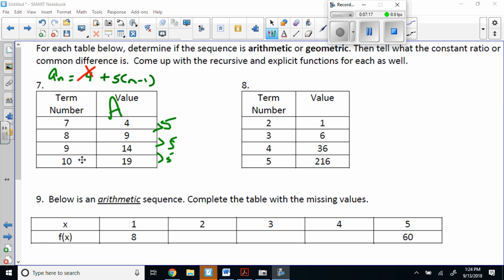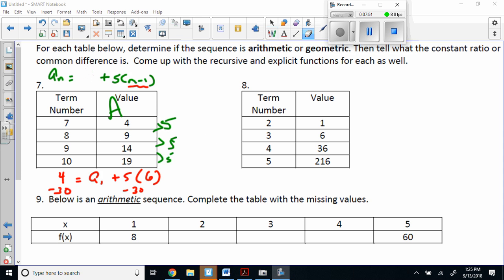Is what he's saying right? How about this? What if I do this? What if I go 4 equals A1 plus 5 times 6? How did I get 6? Okay, and what's the output of that term? It's the 7th term, so 7 minus 1 is what? So I'm going to minus 30. What's 40 minus 30?